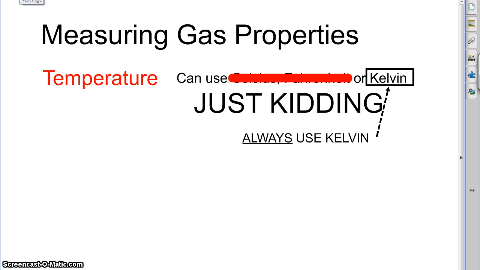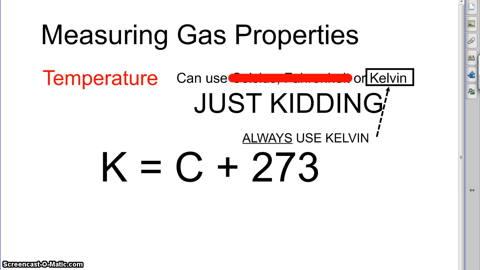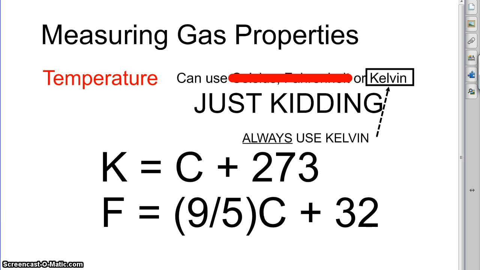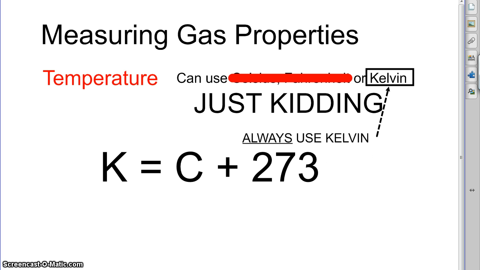So how do you find Kelvin if it's not told to you? Well, the way you find the Kelvin is you follow this formula. Kelvin is equal to the degrees Celsius plus 273. A little crazy there. So that's the formula for Kelvin. The only reason you should know any other formula is because you might need it to get into Kelvin.